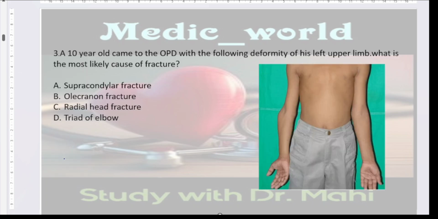Let's move towards the other question, that is, a 10-year-old came to the OPD with the following deformity of his left upper limb. What is the most likely cause of fracture? Here we have to identify the deformity first. This is the deformity that is known as the cubitus varus deformity. Here the forearm is deviated medially in relation to the upper arm. Cubitus varus deformity is a common complication of supracondylar humeral fracture.